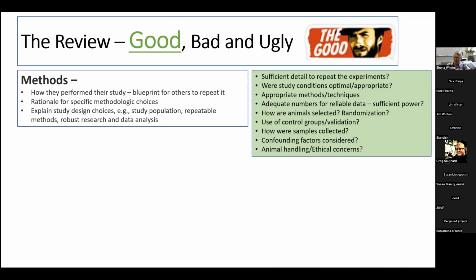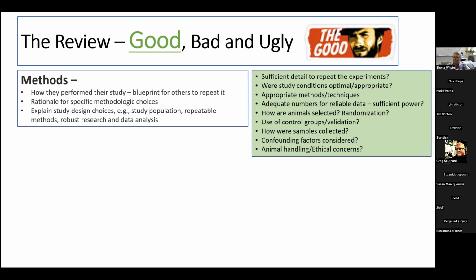In the methods, this is how they performed the study. It's a blueprint for others to repeat it. They should rationalize specific methodology choices. They should explain their study design. They should indicate why they're doing it, study population, their robustness of the science, their data analysis.